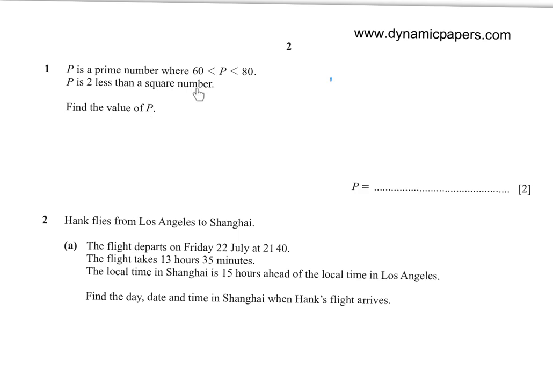So you can check the square numbers between 60 and 80. Between 60 and 80 we have 64. This square number has square root 8, but if you subtract 2 from 64 you get 62, not a prime. The next square number after 64 is 9 squared, which is 81. If you subtract 2 you get 79, and 79 is a prime number, divisible by itself and 1 only, so B equals 79.